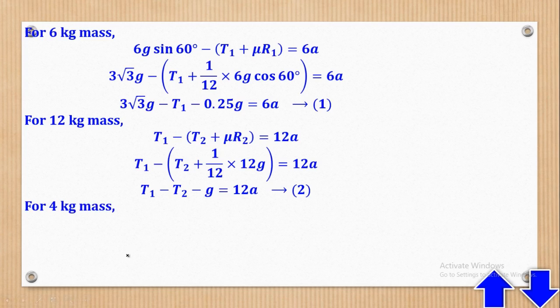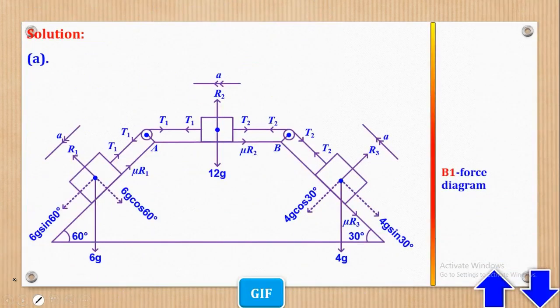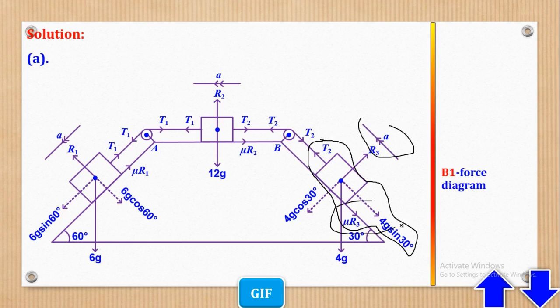So when you go to the 4 kilogram mass, perpendicular to the plane, we are interested in these two forces. What does that mean? It means that R3 is equal to 4g cos 30 degrees. What about parallel to the plane? Parallel to the plane, we are interested in these forces here and also this acceleration. So acceleration is upwards, meaning that this T2 is bigger than these two forces. Therefore, the resultant force will be T2 minus, open brackets, 4g sin 30 degrees plus mu R3.